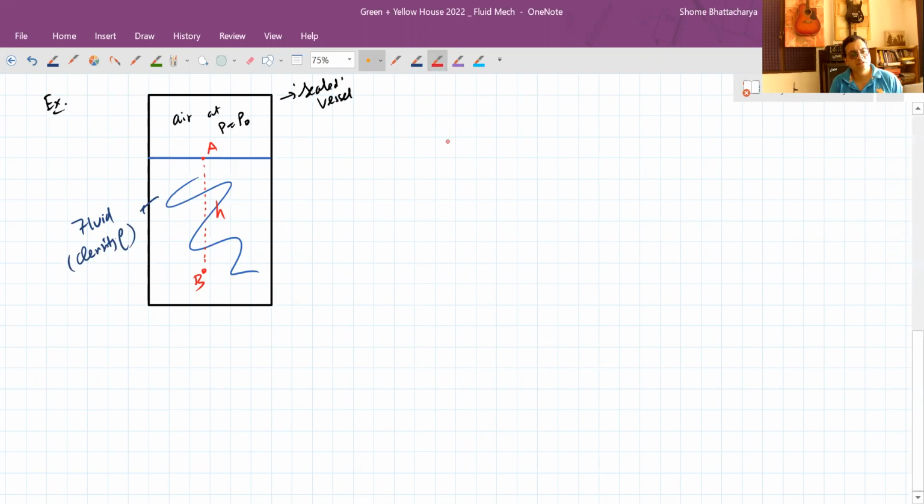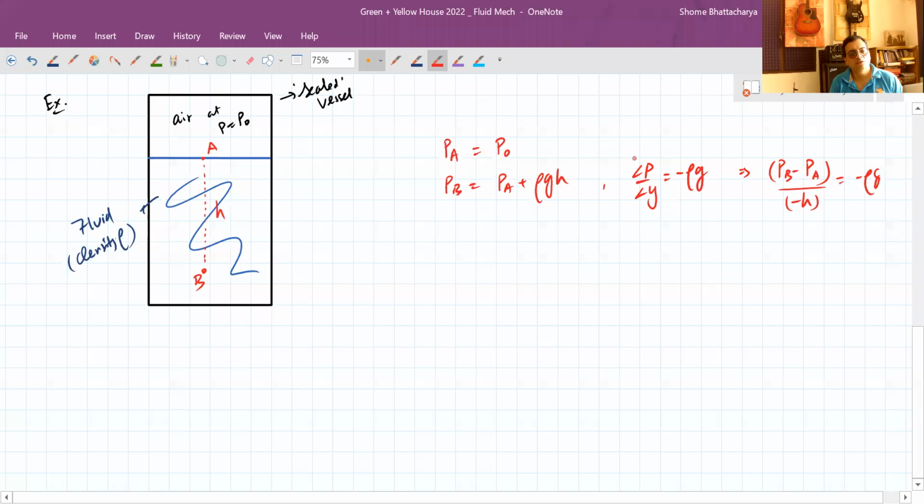we can see that the pressure at the point A is equal to the air pressure outside, and pressure at the point B is pressure at A plus rho gh, because we'll use this formula. So if we go from A to B, we can see that vertical displacement is minus h. So from this, like we'd seen last time.